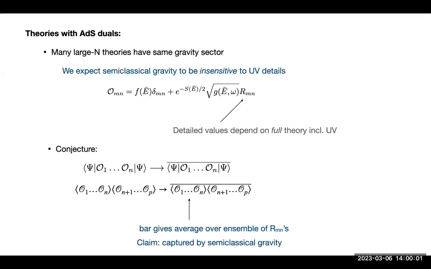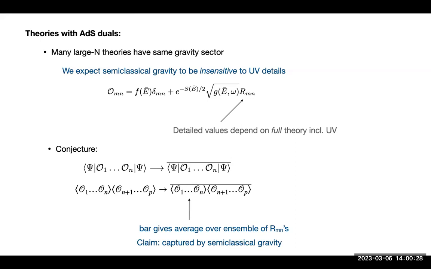So we're looking at theories with AdS duals, and I haven't given you a lot of information about the details of that theory. I'm going to be doing these calculations in semiclassical gravity. At least I expect semiclassical gravity to be insensitive by itself to the UV details.